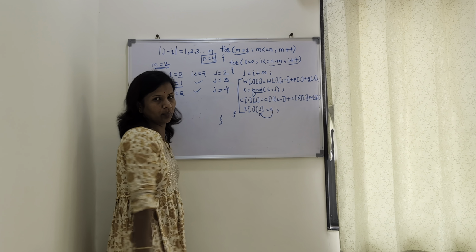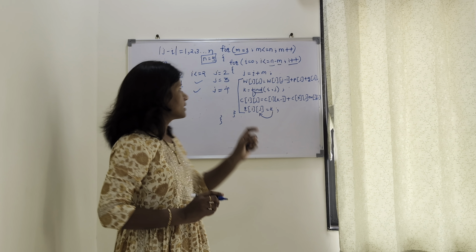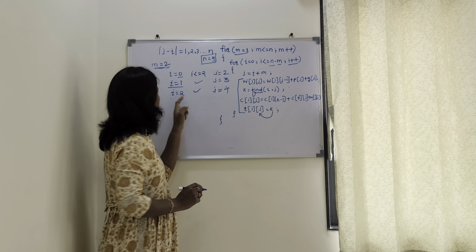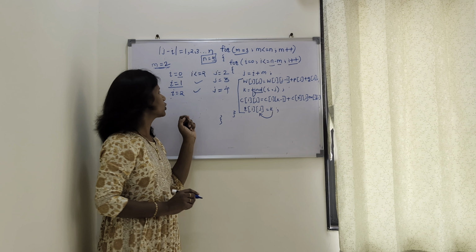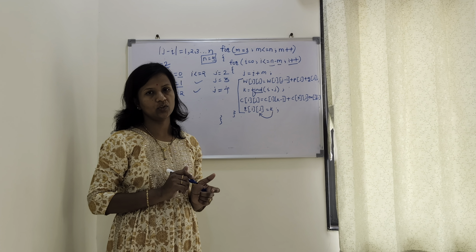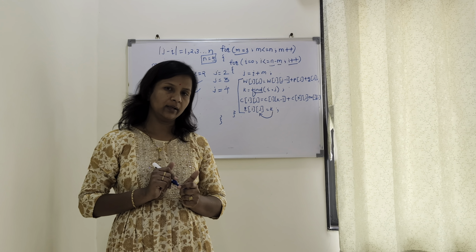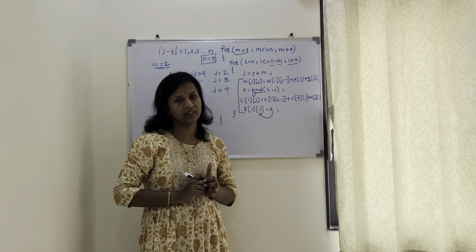Okay. So here we observe the values of i and j. The differences are 0 and 2, difference is 2. 1 and 3, difference is 2. 2 and 4, difference is 2. So here we have got all values of i and j for which the difference is 2.